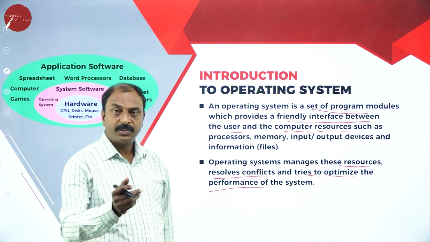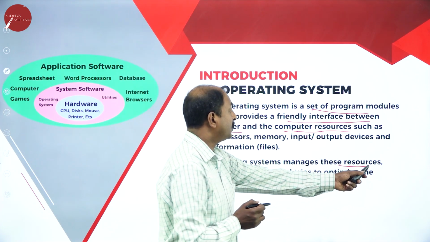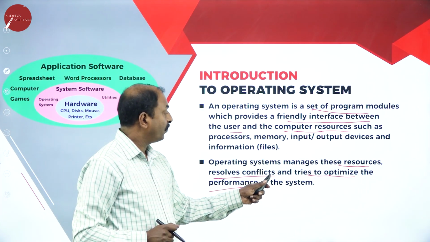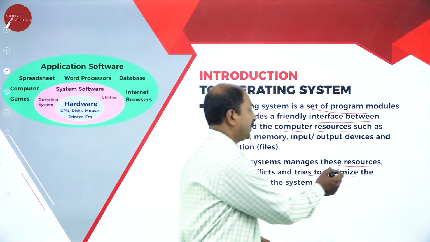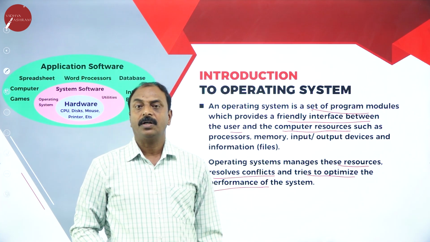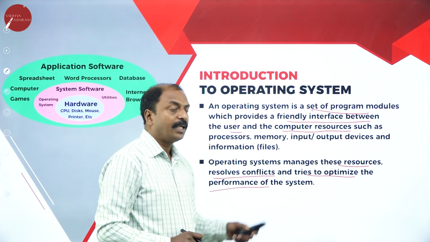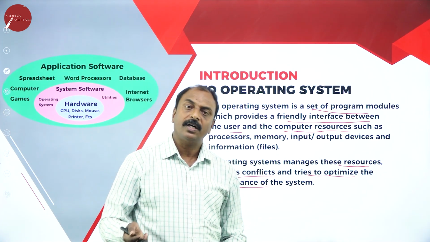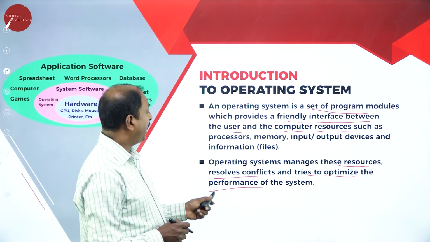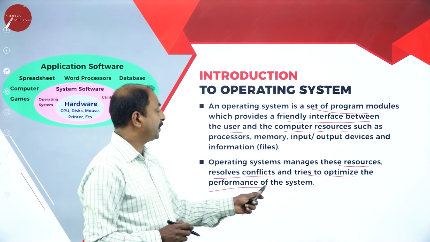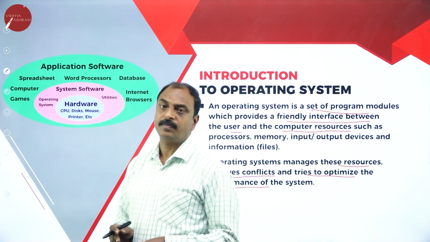What are the functions of an operating system? It manages the resources of a computer system, resolves the conflicts, and tries to optimize the performance of the system. So all computer resources have to be available to the users. That is the meaning of this. It resolves conflicts, any conflict between the hardware and software or software and the user. And it helps us to improve the performance of a computer system.